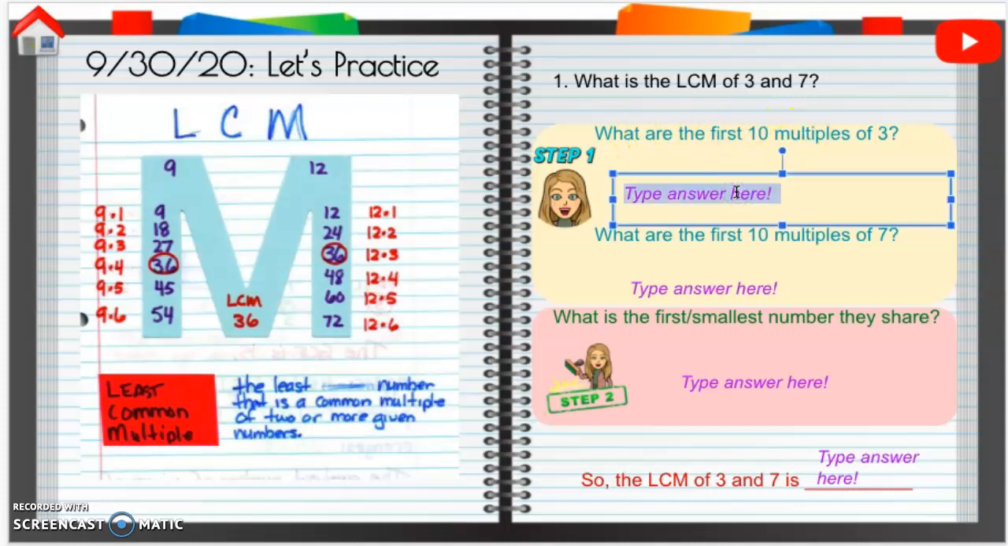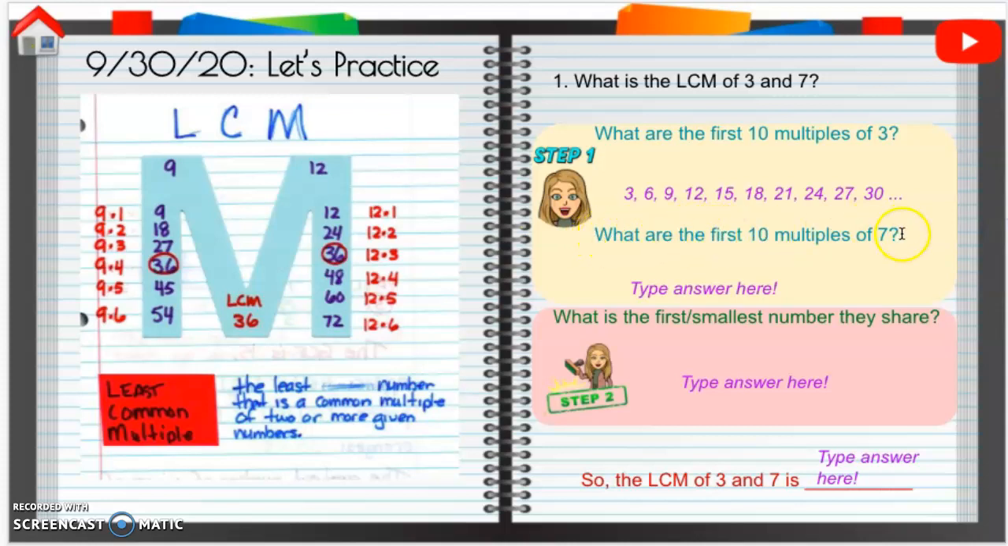Easy peasy. 3, 6, 9, 12, 15, 18, 21, 24, 27, and 30, and they go on and on and on. There we go.